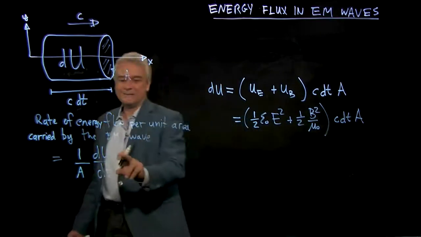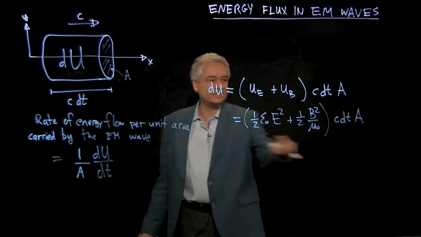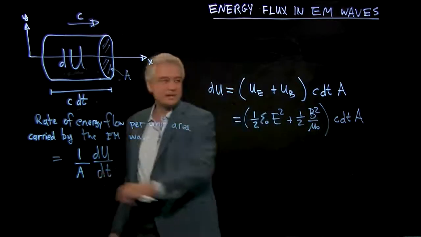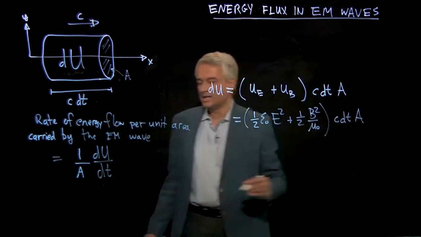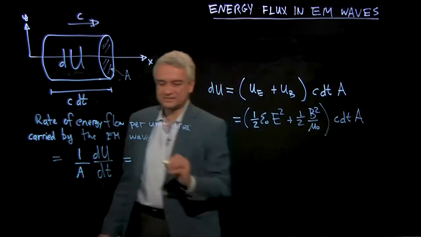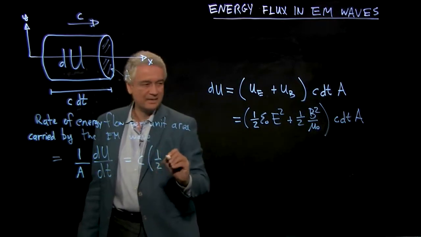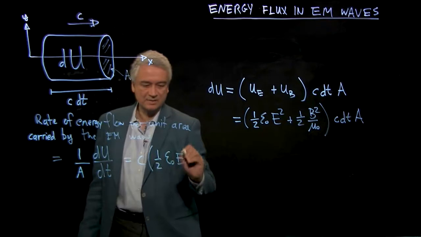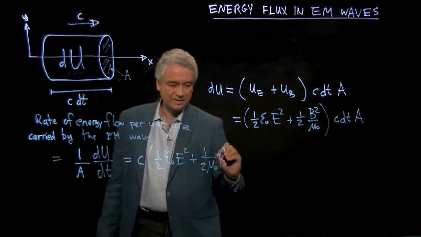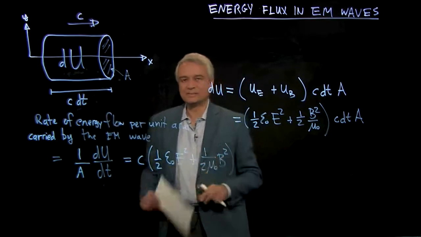And now I need to evaluate what I actually want, which is du/dt. And when I do du/dt, this dt is going to cancel. Divide by A, and this A is going to cancel. And so the only thing that sticks around from over here is this c. So I have a factor of c, and then I have 1/2 epsilon naught E squared plus 1 over 2 mu naught times B squared. And that's my answer. Except it doesn't quite look like the Poynting vector yet.